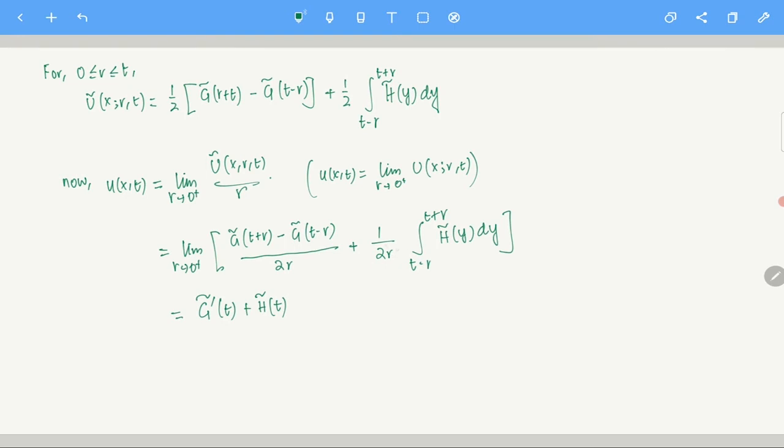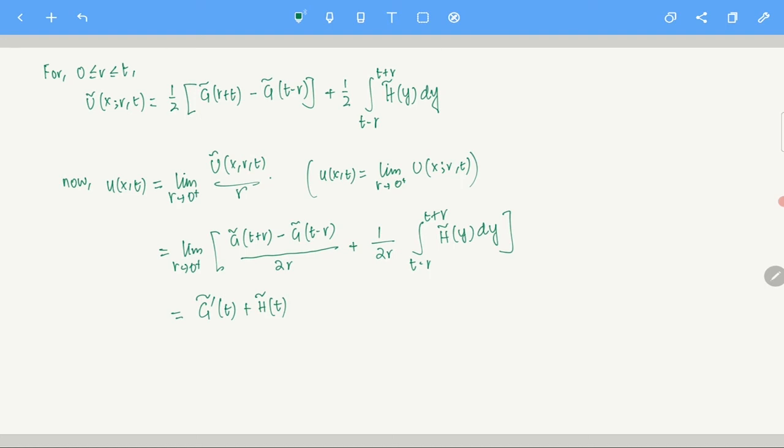so basically you are taking the average of this over the integral t minus r to t plus r. What is the length of the interval? 1 by 2r. So you are taking limit r tends to 0 plus 1 by 2r integral of this thing. This will actually converge to h at the center of the interval, which is t, right? So h tilde at t. Clear? Okay, so we have this.